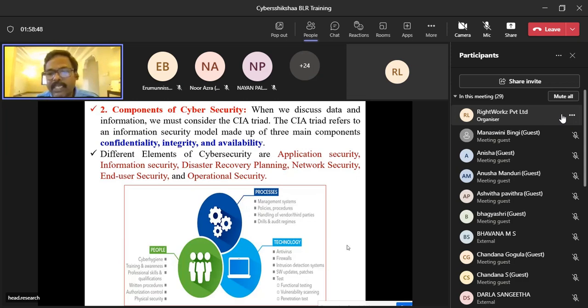Technology means application of science. Maybe antivirus is a technology, firewall is a technology, and intrusion detection system, software updates and patches, functional testing, vulnerability scanning, penetration testing. Processes means procedure or algorithm steps to protect the data, management systems, policies and procedures, handling of vendor and third parties, and drills and audit regimes. People, maybe cyber hygiene, training and awareness, professional skills and qualifications, written procedures and authorization control, physical security.